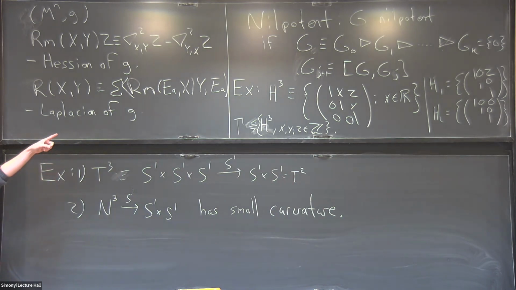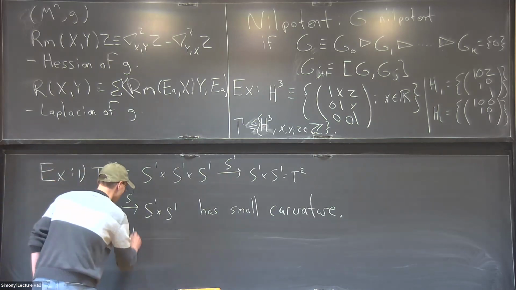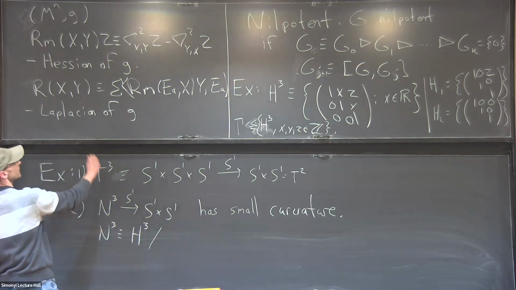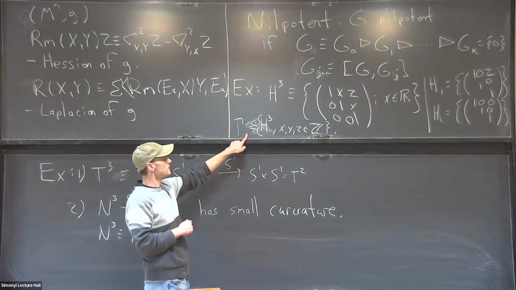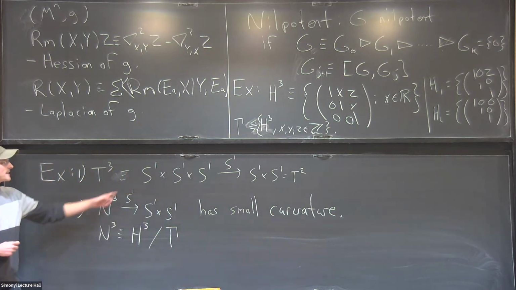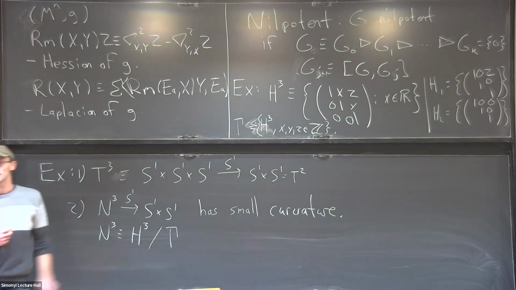And what does that have to do with that? What that has to do with that is that this N3 here is actually just my Heisenberg group mod out by my Z commutative lattice. So just like this is a lattice coming from R3, this is a lattice coming from the Heisenberg group.